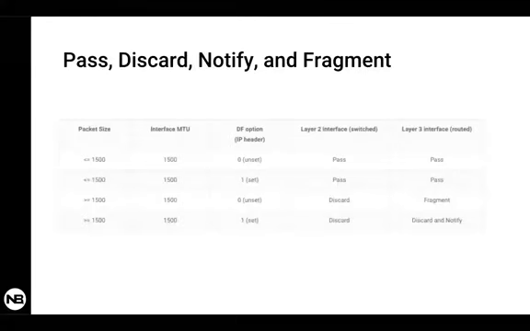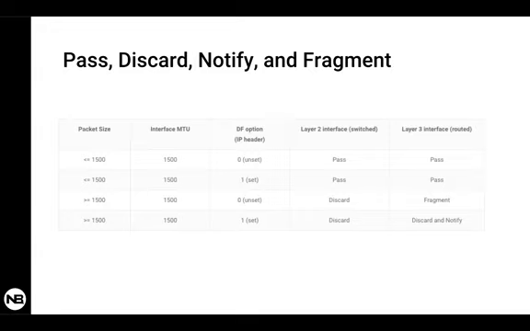If the packet is larger than 1500 bytes and the interface is set to a 1500 byte MTU, then a layer 2 interface will silently discard it, while layer 3 will fragment it if the DF bit is not set. It will fragment the packet and send it through, and then the destination host will have to reconstruct the original packet. On the other side, if the DF bit is set and the packet size is larger than the interface MTU, in layer 2 it will be discarded, and in layer 3 it will be discarded as well, but the source host will be notified.